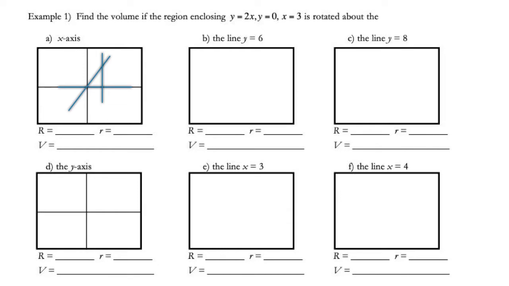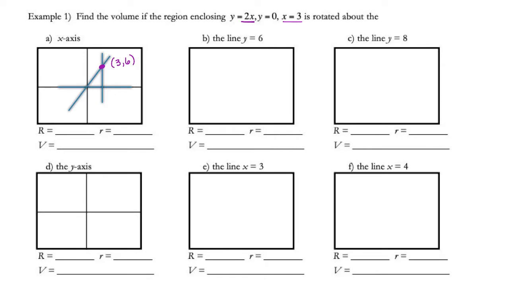Now it is a good idea to find your point of intersection here. So that point there is going to be where my line y equals 2x and x equals 3 cross. So that ordered pair should be 3, and then if we plug in that 3, we're going to get 6. So there's our ordered pair.